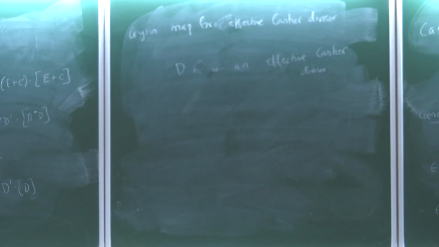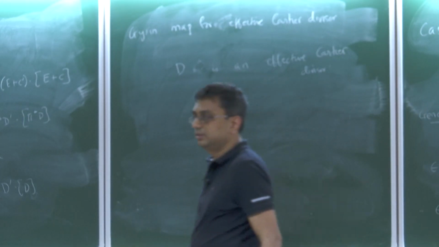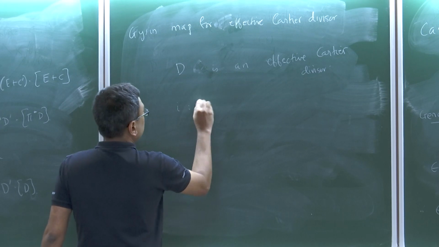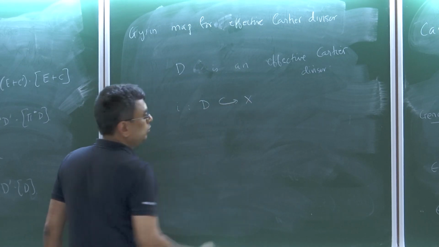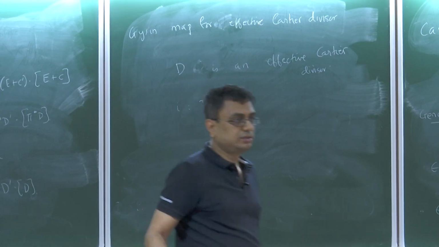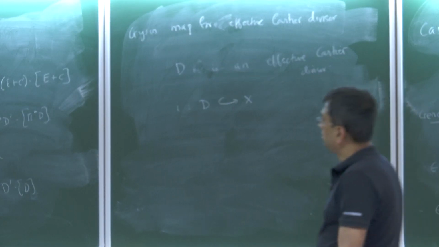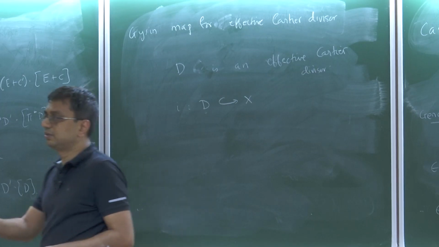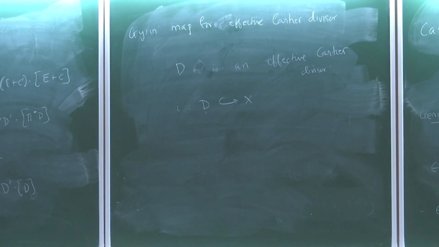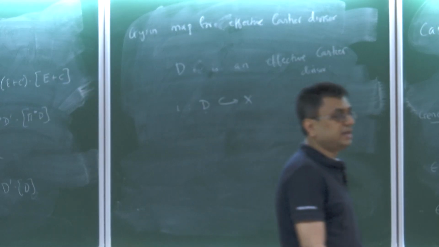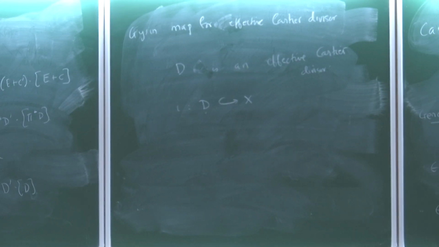So in this case, it may not be a variety. It could be a scheme with multiplicities at the components. So let's say i from D to X is the inclusion. So it's a divisor, a one codimensional subscheme which is locally given by one equation. Such a thing defines a Cartier divisor, and that will also be denoted by D by abuse of notation if you like.